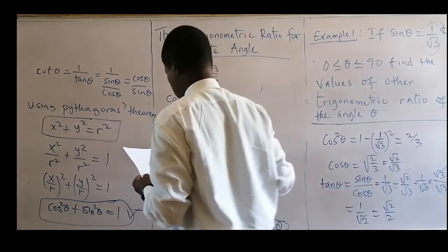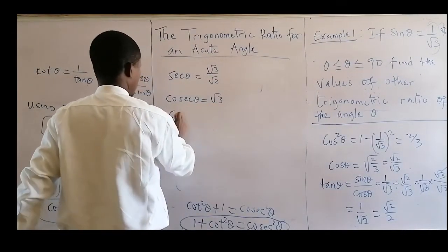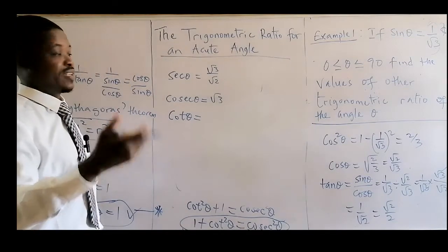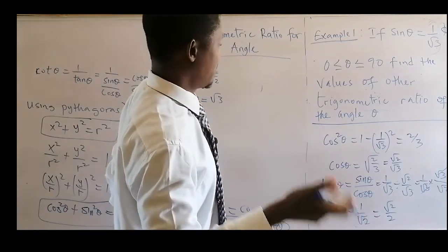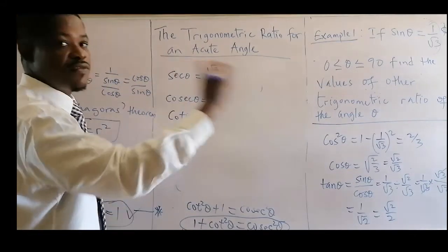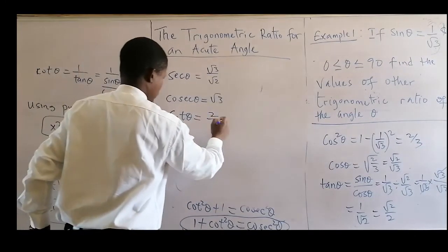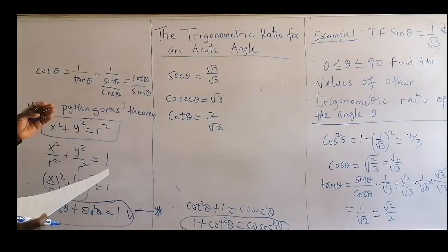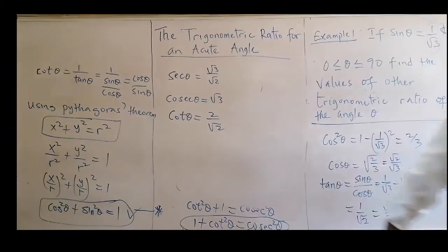So what again do we need? We need the cot also. Cot theta is 1 over tangent. What's your tangent in this question? That's root 2 over 2. Inverse that, that will be 2 over root 2, which is root 2. So that's the end of that question.